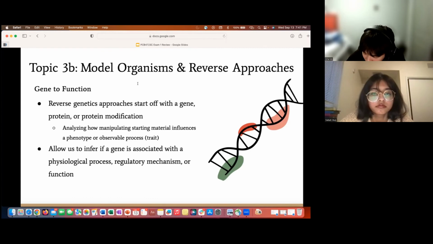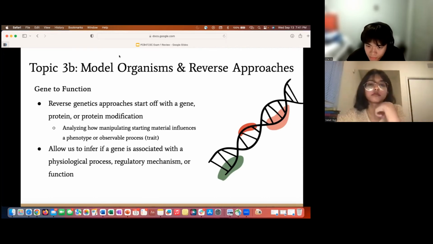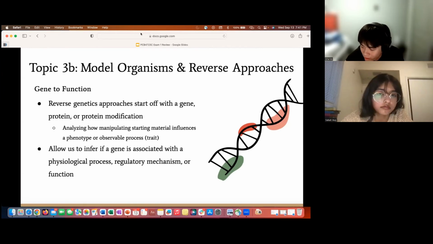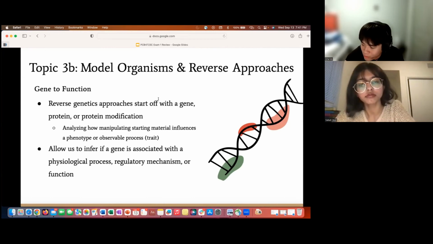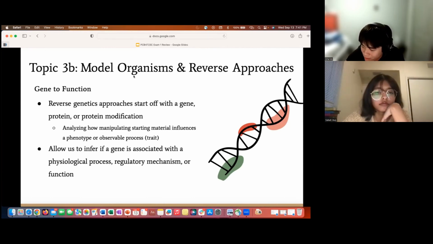Okay. So for reverse approaches, it's the complete opposite of the forward approach. Essentially, we're going to be starting with a gene, a protein, or a protein modification. What we're doing is manipulating that starting material and seeing how these changes affect a phenotype, an observable process like a trait. Based on the changes that we observe, we're going to make an inference of the function or regulatory mechanism of that gene we're trying to study. So simply speaking, we're going to be manipulating a target gene and determining the function associated with it.